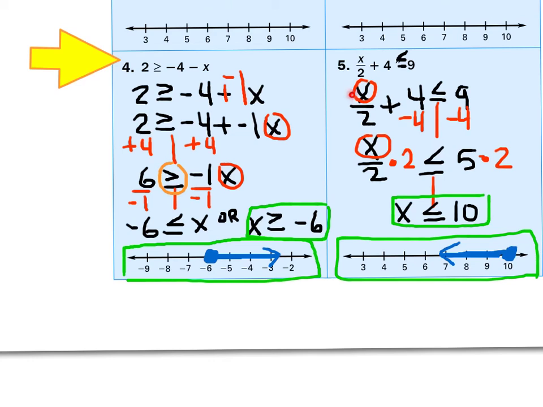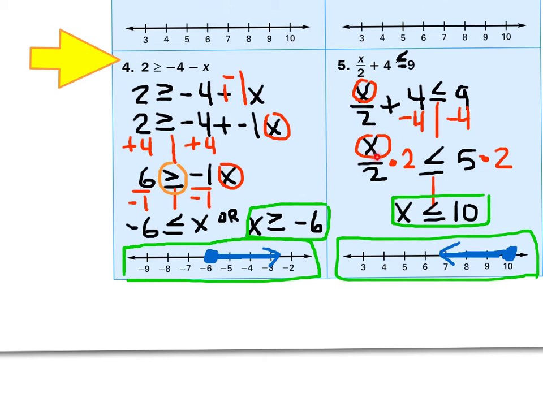I grab my red, circle the variable, bring down the wall. I see adding 4, so I subtract 4 on both sides of the wall. I brought down the x over 2. Positive 4 plus negative 4 destroy each other. They become a 0. Bring the symbol straight down, and then 9 minus 4 gave me 5. Now I have x over 2 is less than or equal to 5.